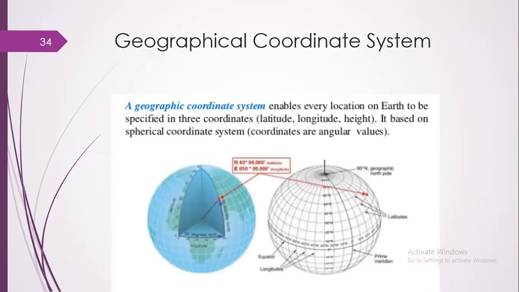So, the geographical coordinate system: you can see that it enables every location on earth to be specified in three coordinates: latitude, longitude, and height. It is based on a spherical coordinate system, and the spherical coordinate system depends upon three quantities: its radial length r, and its theta and phi angles. So these are the latitude and longitude, and the height is its radial length.